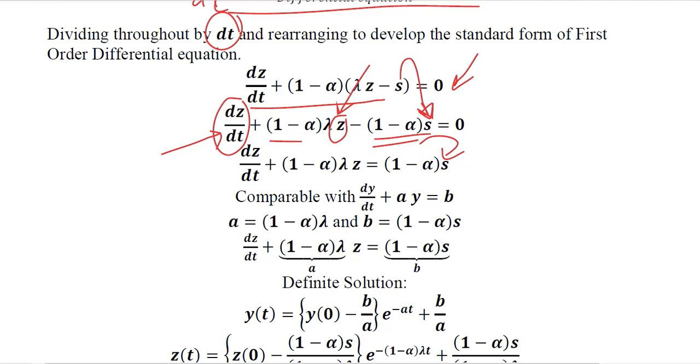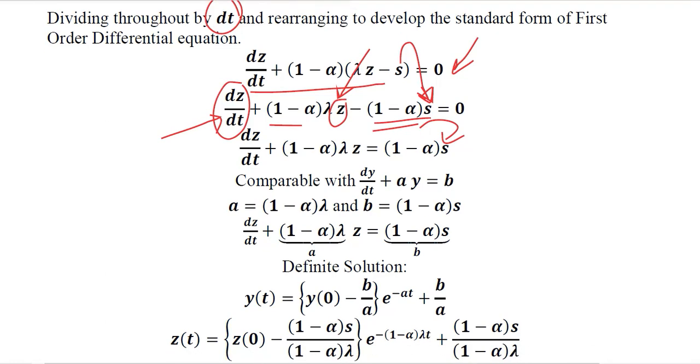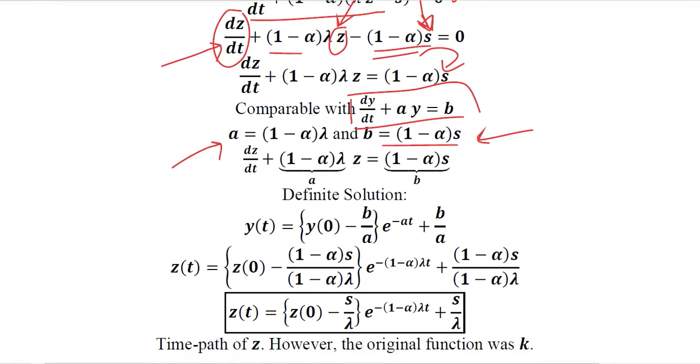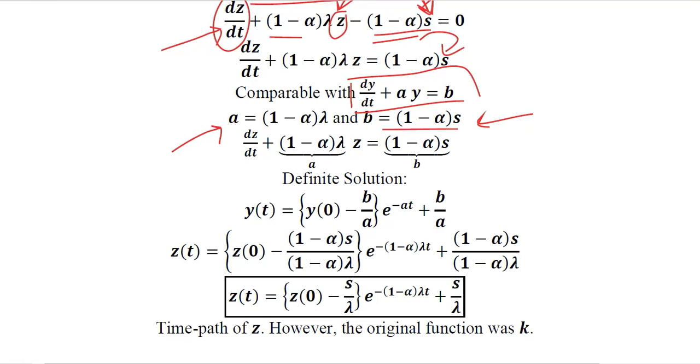So now it is comparable with the first order linear differential equation, which is here, and then we can find the value of a, and we can write the value of b, and we can substitute these values. So a is here and b is here. This is the formula of the definite solution that we have already learned, and we can put the values in it. So instead of y we have z, and instead of y naught we have z naught.